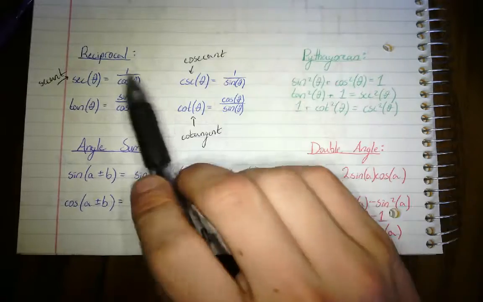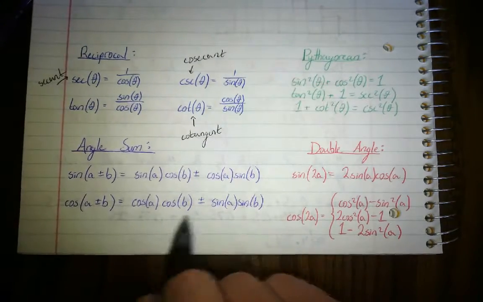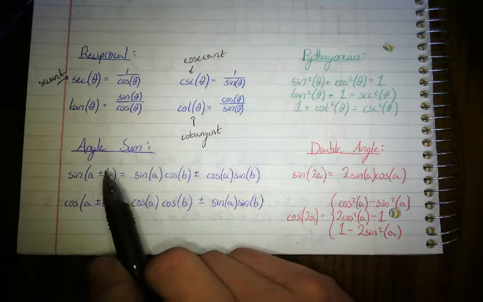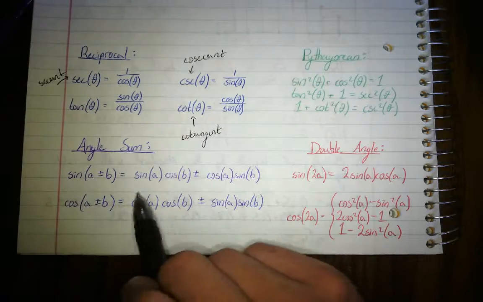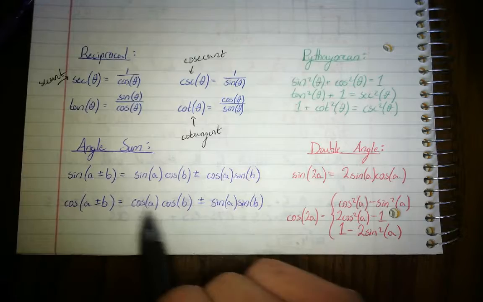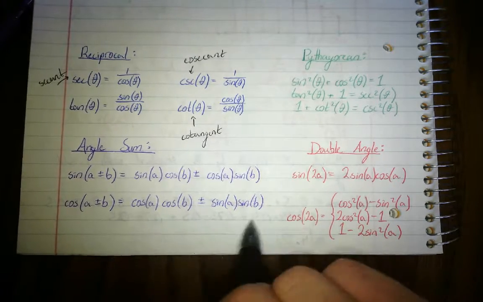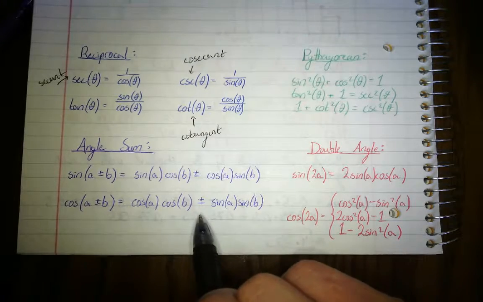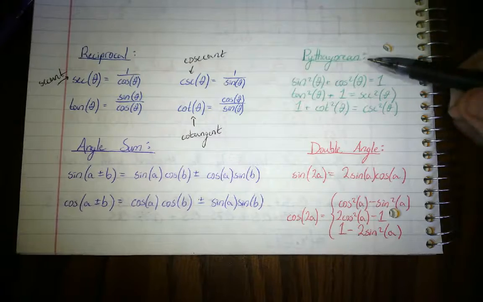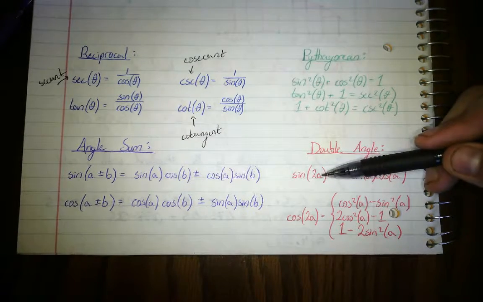Next up, we have some lesser known ones. These two groups are going to be the big ones that you're going to need to know. This one might pop up; it comes up in proofs sometimes. If you have two angles added together, or one subtracted from the other, inside of a sine, you can expand it out like this. And same with cosine: you can expand your single cosine function into about 4 cosine and sine functions.